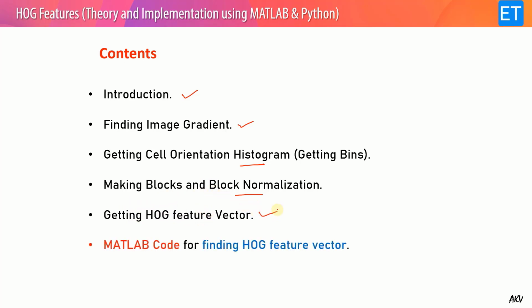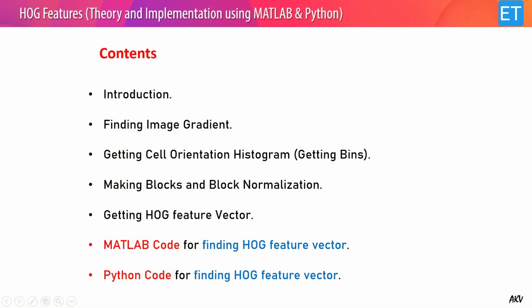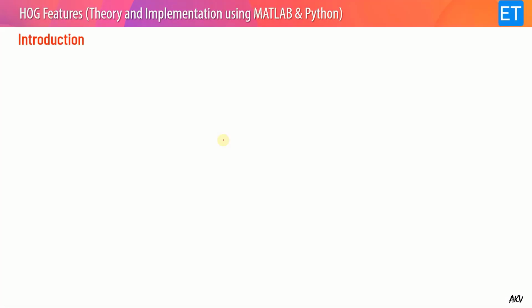And then I will discuss the MATLAB code for finding the HOG feature of the images, and then in the last I will discuss one Python code for finding the HOG feature vector. So now let me start this topic. So first let me introduce the topic.